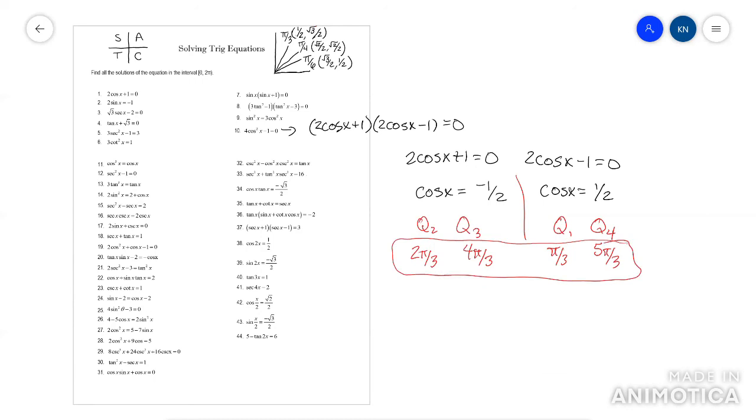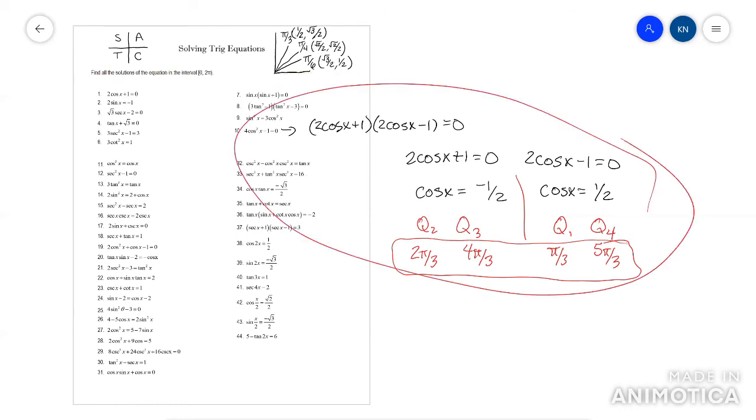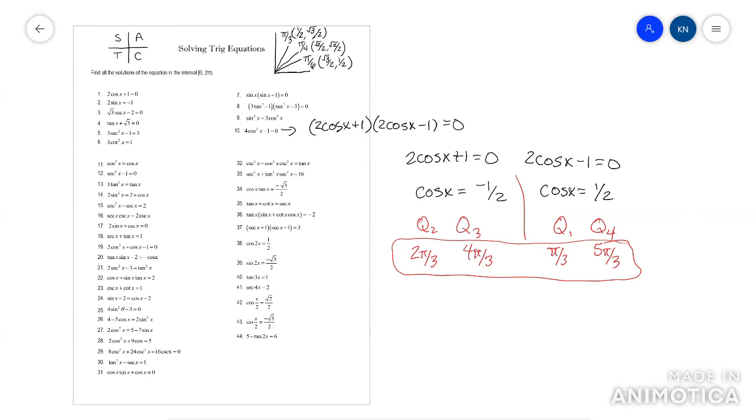So if you don't know this and you don't know this, you don't stand a chance. And even if you do know that stuff, you still have to be able to solve correctly. Watch your plus minuses. Hope this video helped.